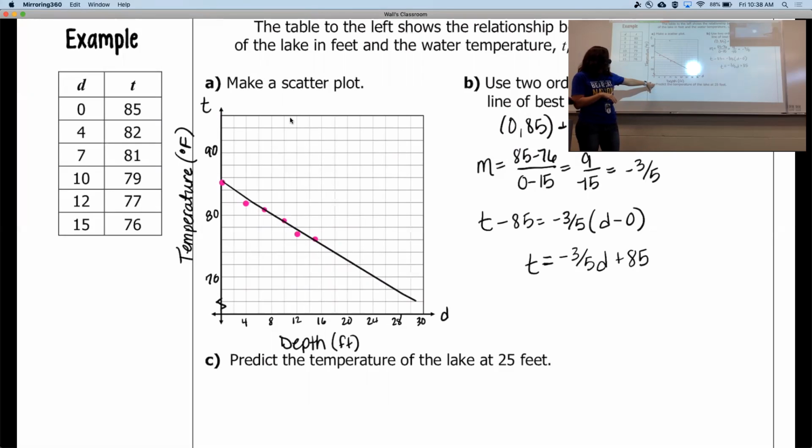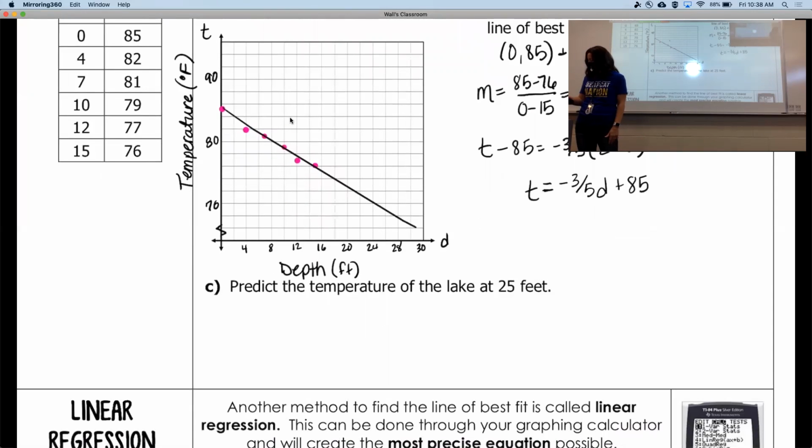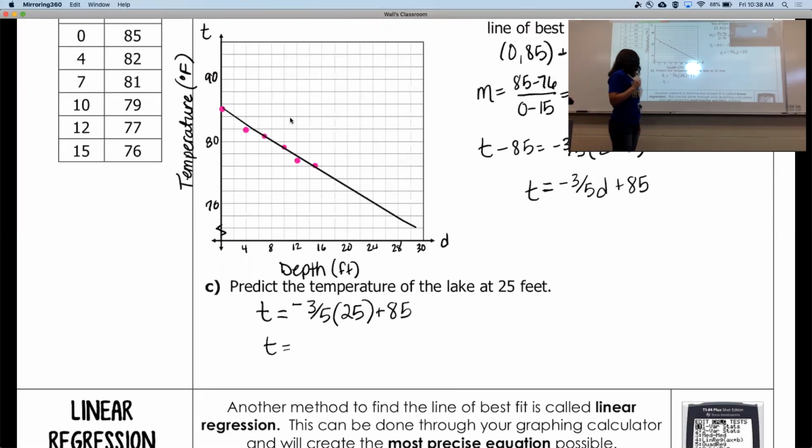So if we want to predict the temperature of the lake at 25 feet, 25 feet is our depth. So we're just going to plug into that equation and find what T equals: negative 3/5 times 25 plus 85 gives us as a value for T. So if you multiply in your calculators or you cancel out your 5 and your 25, you get negative 15 plus 85, which means our temperature is expected to be 70. And that's exactly what this is called. It's called an expected value.